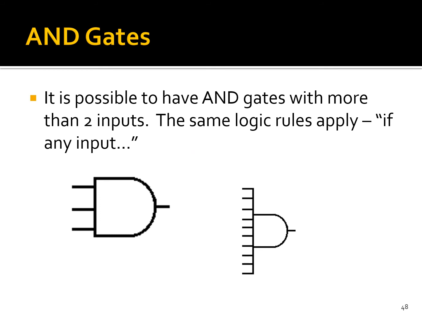It's possible to have AND gates with more than 2 inputs. The same logical rules apply. So if any input is not 1, then I'm going to have a 0. If any input is a 0, I'm going to have a 0 as an output. Like I said with the car, that was similar to a 3-input AND gate.